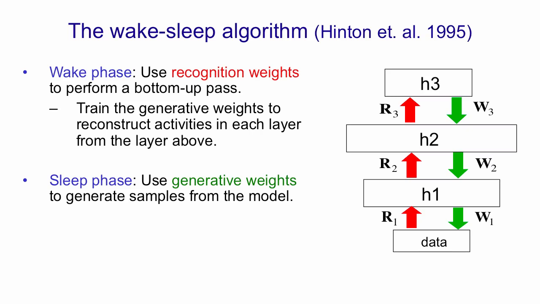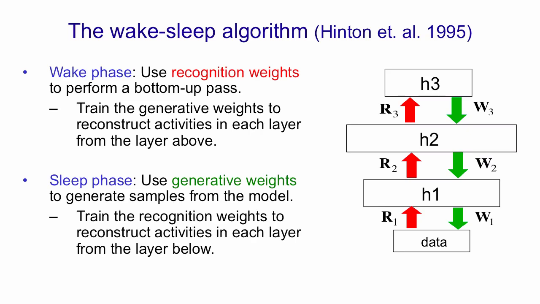Having used the generative weights to generate an unbiased sample, you then say, let's see if we can recover the hidden states from the data. Or let's see if we can recover the hidden states at layer H2 from the hidden states at layer H1. So you train the recognition weights to try and recover the hidden states that actually generated the states in the layer below. So it's just the opposite of the wake phase. We're now using the generative weights to drive the system, and we're learning the recognition weights.